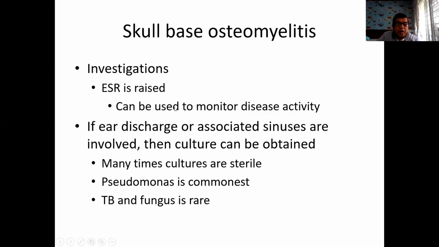ESR is raised in this patient. It can be used to monitor the disease activity. And if the ear discharge is there, one can send the culture, but many times.